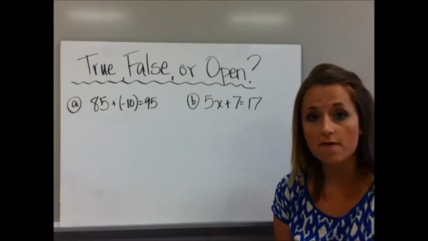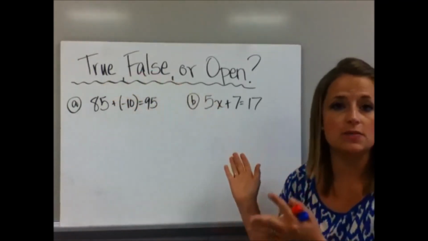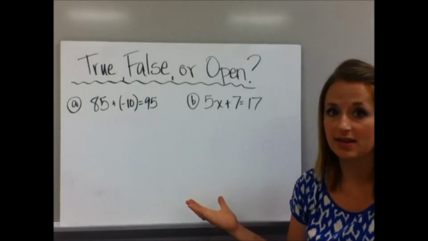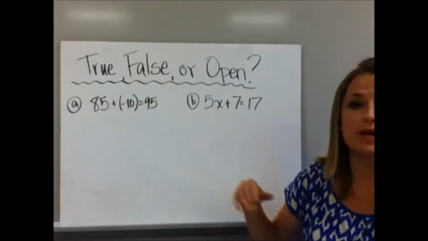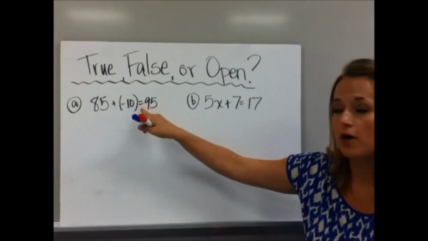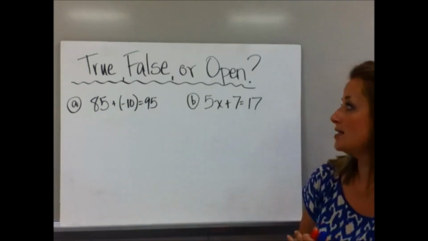Equations can be true, false, or open. If an equation is true, that means in its simplest form, the left side of the equal sign is equivalent to the right side of the equal sign. False would be if the two sides of the equal sign are not equal, meaning that is a false statement. That equation is not true because the left side does not equal the right side.